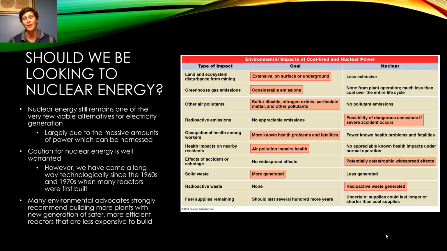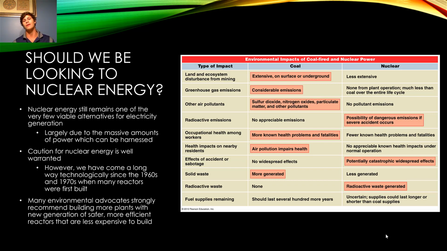However, caution for nuclear energy is well warranted. While we have come a long way technologically from the 1960s and 1970s, Fukushima Daiichi from 2010 and 2011 shows that we are still vulnerable to some nuclear catastrophes. So that risk is something that we're going to have to consider if we're going to implement or increase implementation of nuclear power plants.